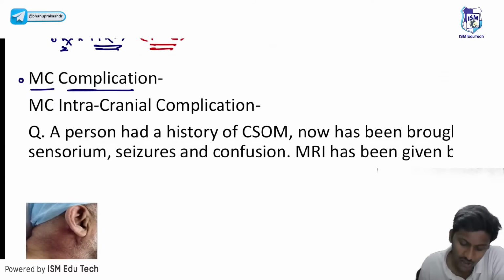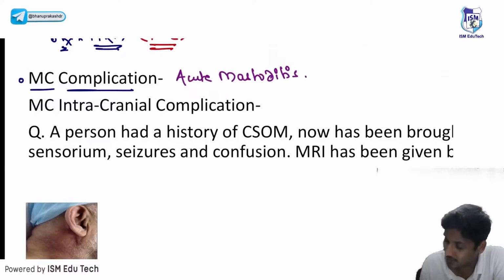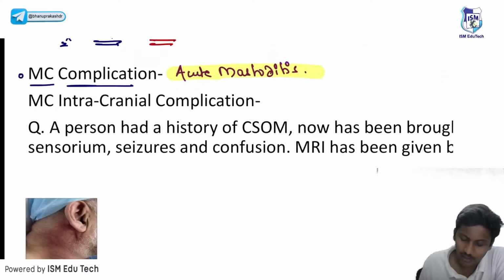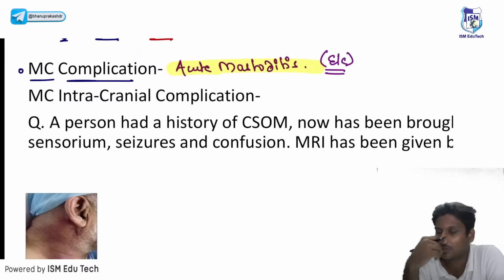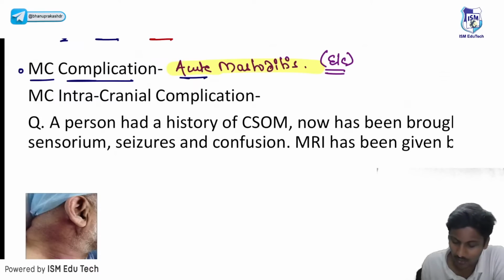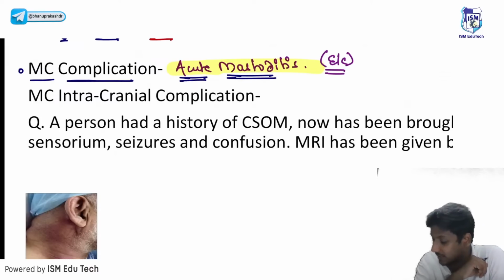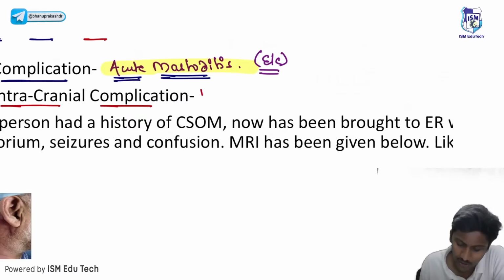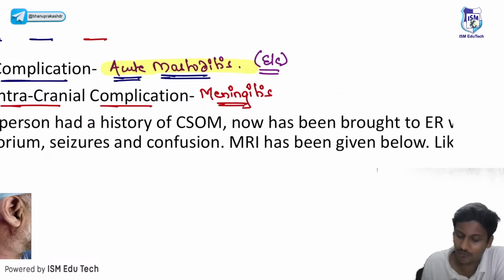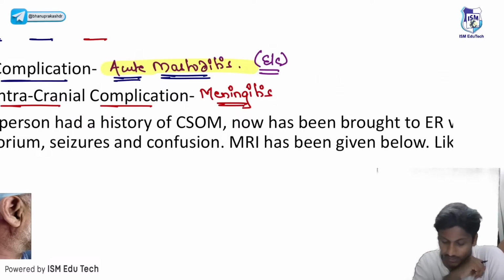Now please let me know, what is the most common complication of unsafe CSOM? The most common complication of unsafe CSOM is definitely acute mastoiditis. Please remember that. It is also the most common extracranial complication, because there can be some intracranial and some extracranial complications also. Whereas if they ask you which is the most common intracranial complication of unsafe CSOM, the answer is meningitis. The most common intracranial complication of unsafe CSOM is meningitis, definitely. That you need to remember properly.